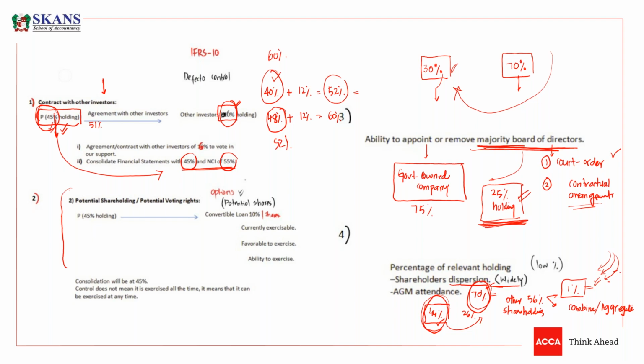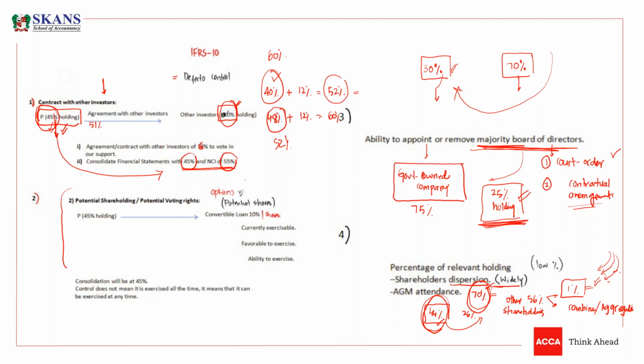And obviously, we would be the parent. If we are saying that we have control with an agreement, by having an agreement with other investors, it means we are the parent. We are the parent, but we don't have more than 50% holding. This is de facto control. So control, even though we have less than 50% shares. Is that okay?